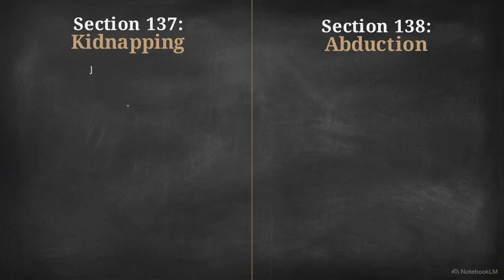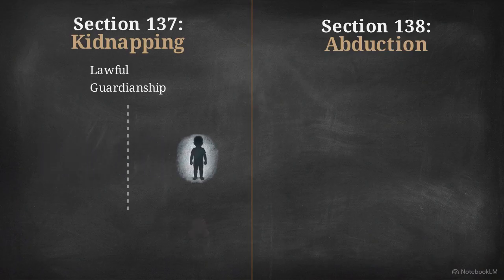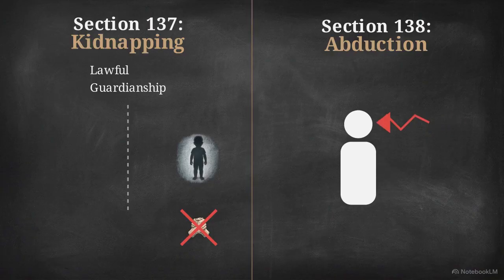This split-screen comparison illustrates our final pillar. On the left, Section 137 defines kidnapping as an offense against lawful guardianship. Because this involves a minor, their consent is legally irrelevant to the charge. On the right side, Section 138 covers abduction. This applies to adult victims and requires the prosecution to prove that the perpetrator used actual force or deceitful means.